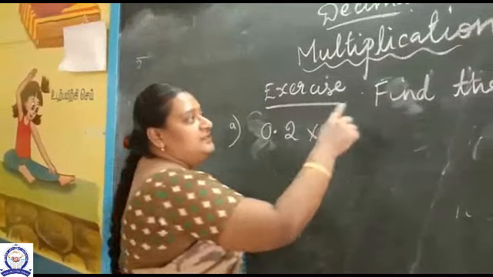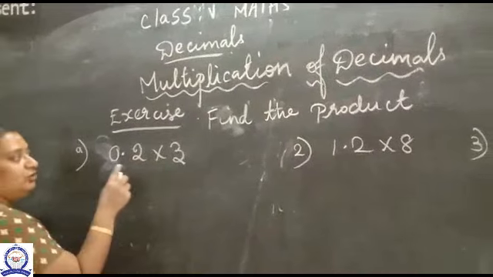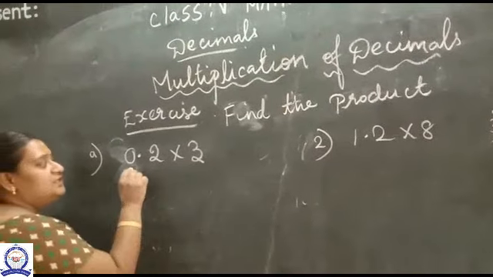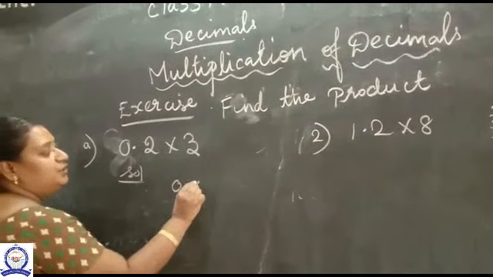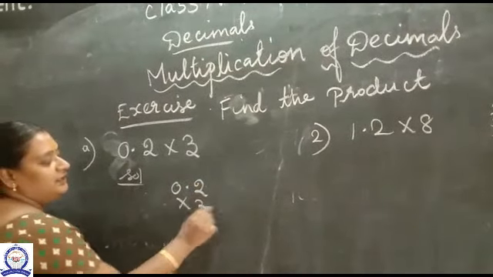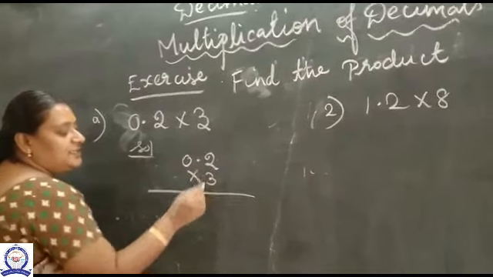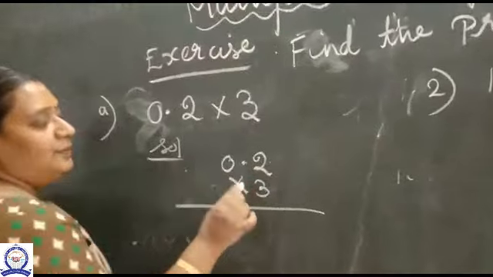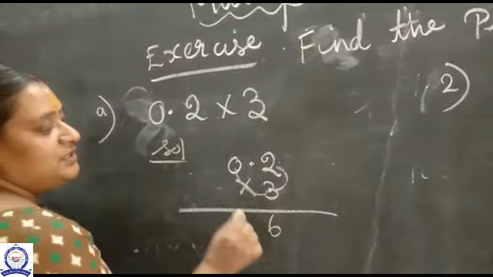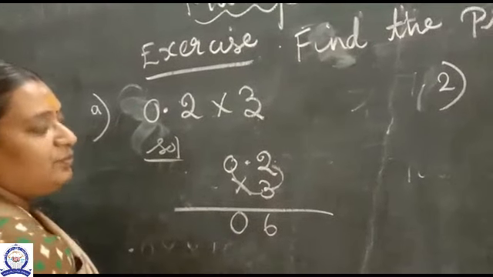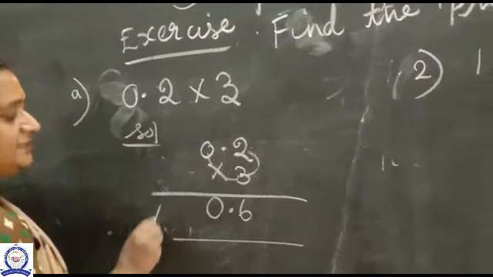Let us see the next sum. Find the product. 0.2 into 3. We have to multiply the decimal number by 3. So solution, 0.2 into 3. As usual multiplication. At last in the answer you have to put the decimal point. So 3 2s are 6. 3 into 0, 0. So where do we put the point? Only one place. So 0.6 is the answer.